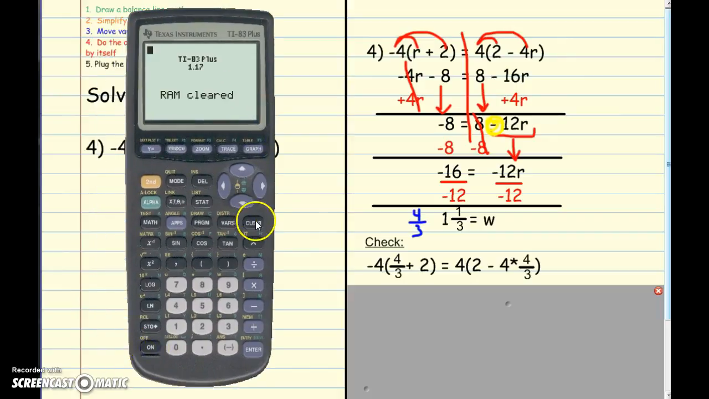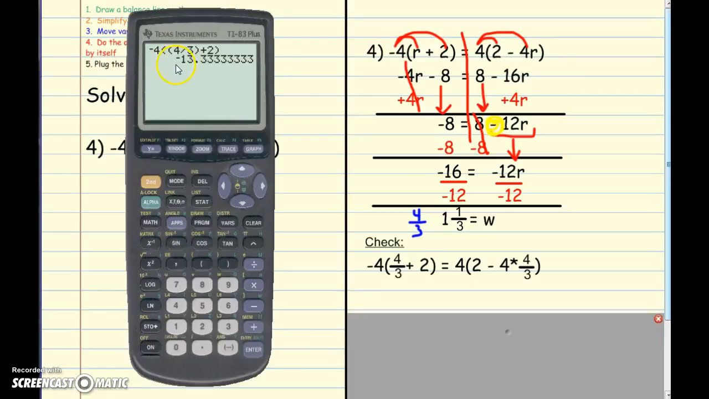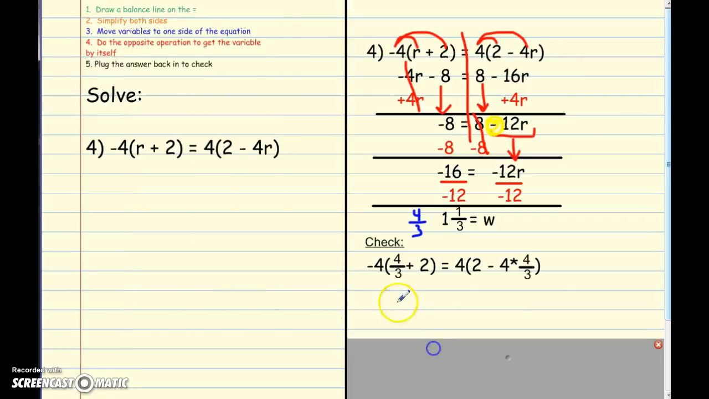So I have my graphing calculator here, and I'm just going to type this in, and the first thing I'm going to do is negative 4 times, and now anytime we enter a fraction into the calculator, we need to make sure we put it inside parentheses as well. So I'm going to put a second set of parentheses and close it off. So this represents my 4/3, and then I need to do plus 2, and I'm going to close that off and hit equals. I know that's going to be negative 13.3 repeating. So I'm going to write that here, negative 13.3 repeating.